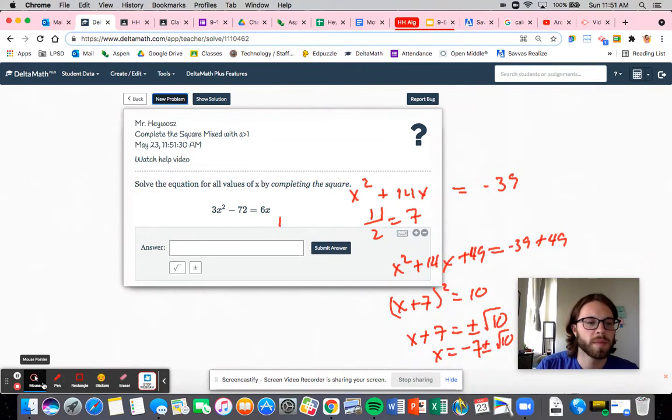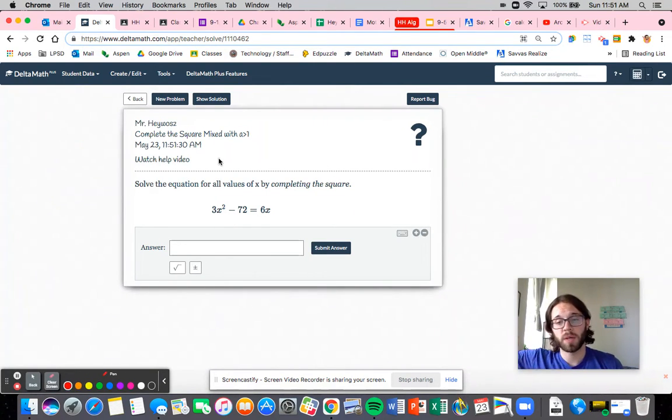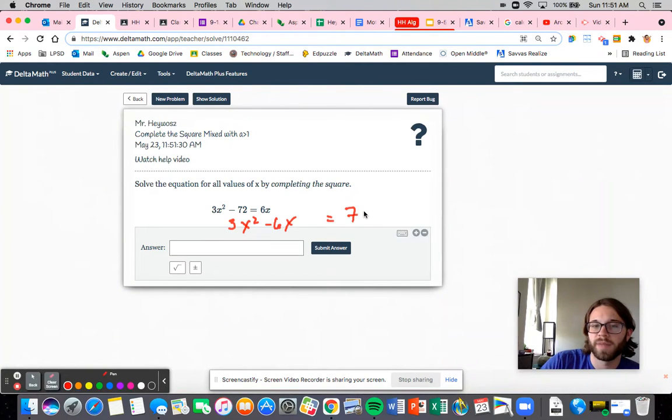Let's do this one. On this one, you again need to start with the same process. However, before we do that, let's just get this in the correct form. When you're completing the square, don't forget you want the x and x squared terms on one side, and you want the number on the other side by itself. So I'm just going to subtract the 6x from both sides. I'm going to get 3x squared minus 6x, and that is going to be equal to 72. Now I'm going to divide everything by 3. I'm going to get x squared minus 2x is equal to, what is that divided by 3?